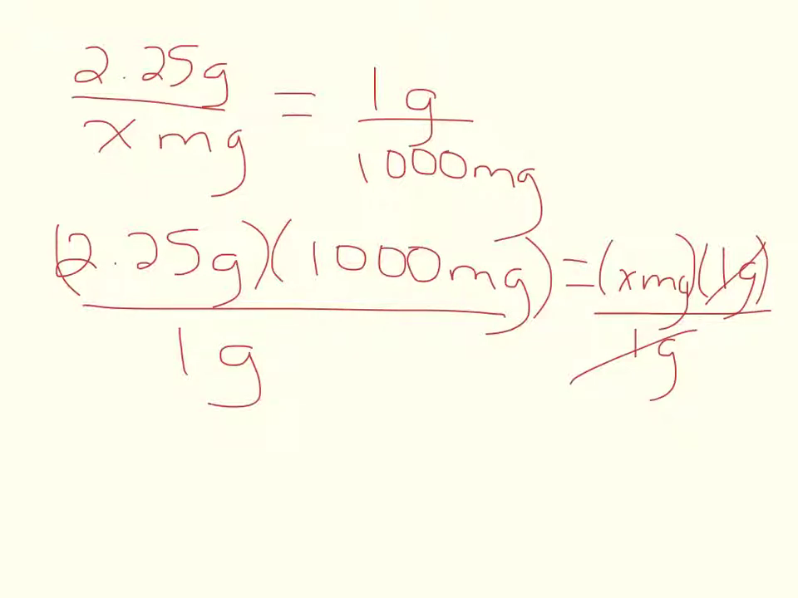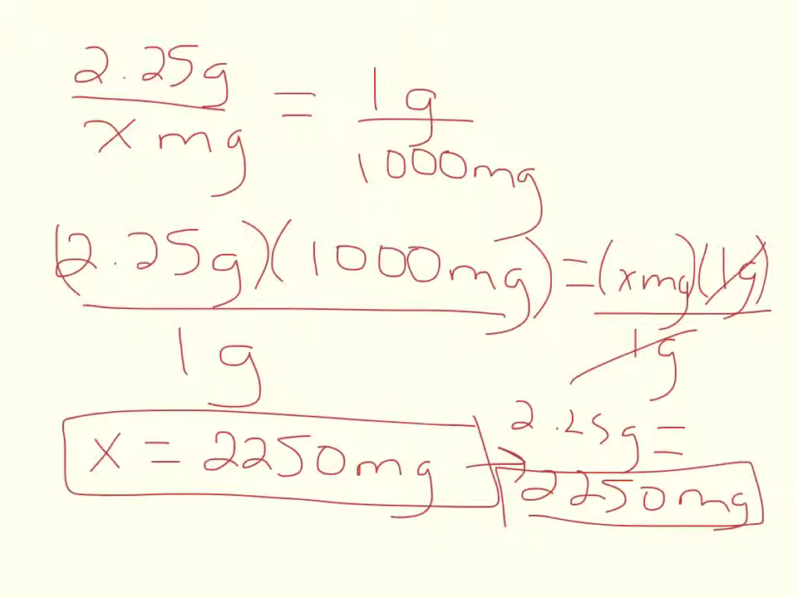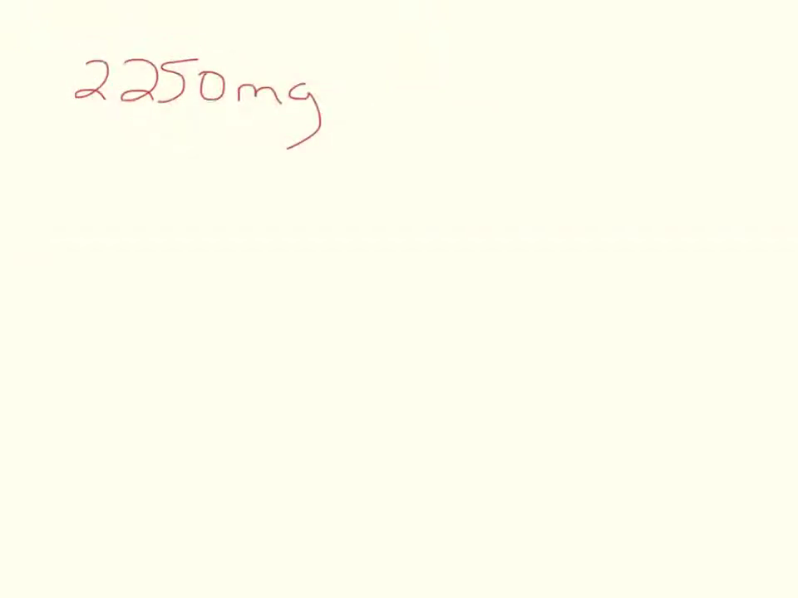So what we actually get, X is equal to 2,250 milligrams. Okay, so what we have established here is 2.25 grams is equal to 2,250 milligrams. That's our first unit fraction we've had to establish. So that's the first conversion that we had to figure out.